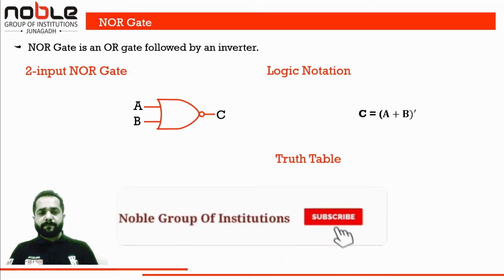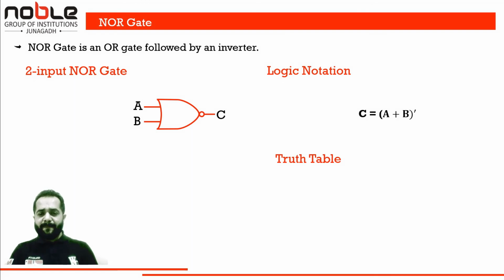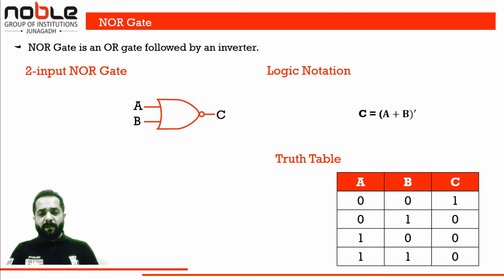Truth table. There are 2 inputs, so it has 4 possibilities. A is equal to 0, 0, 1, 1, B is equal to 0, 1, 0, 1, and C is equal to 1, 0, 0, 0. It means it is the total inverse output of the OR gate.